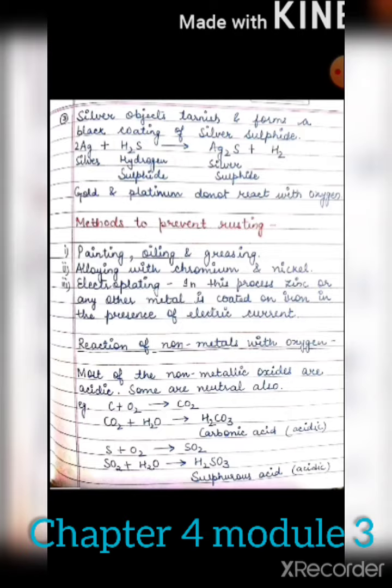Then the next reaction is reaction of non-metals with oxygen. So till now we have studied about the reaction of metals with oxygen. Now the next one is reaction of non-metals with oxygen. Most of the non-metallic oxides are acidic. Some are neutral also. So when non-metals combine with oxygen, they will form non-metallic oxides which are acidic or neutral. So examples are C plus O2 gives CO2.